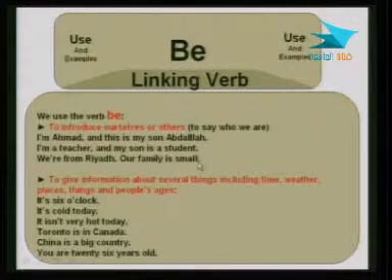Our family is small. Also, we use the verb be to give information about several things, including time, weather, places, things, and people's ages. Examples. It is 6 o'clock. It is cold today. It isn't very hot today. Toronto is in Canada. China is a big country. You are 26 years old. All of these sentences, of course, kind of give information about all these things like time, weather, places, things, and people's ages.